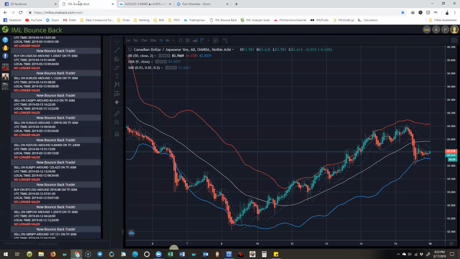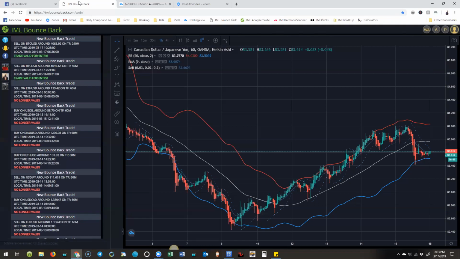So as you can see, guys, if you just follow the criteria, your kids can do this, right? All you're doing is drawing the trend line and making sure price is heading in the direction.